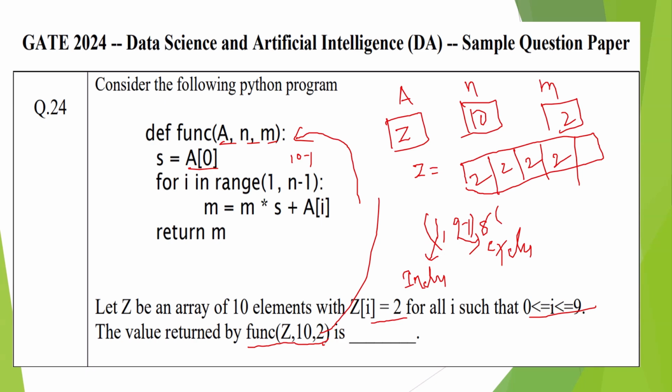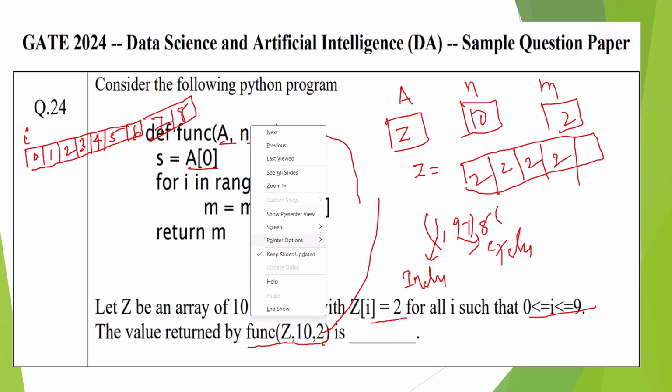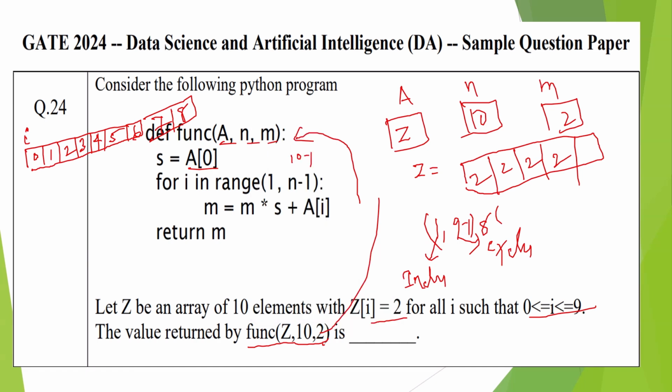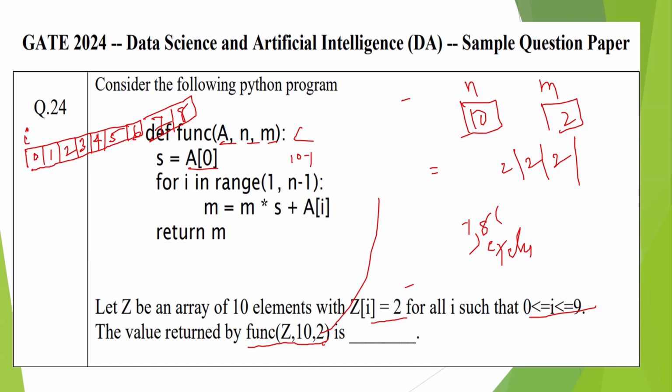1 to 8. So see here, this is our i. In that i we have 0, 1, 2, 3, 4, 5, 6, 7, and 8. So this many times this loop will run. Okay. So initially, let me erase these things.